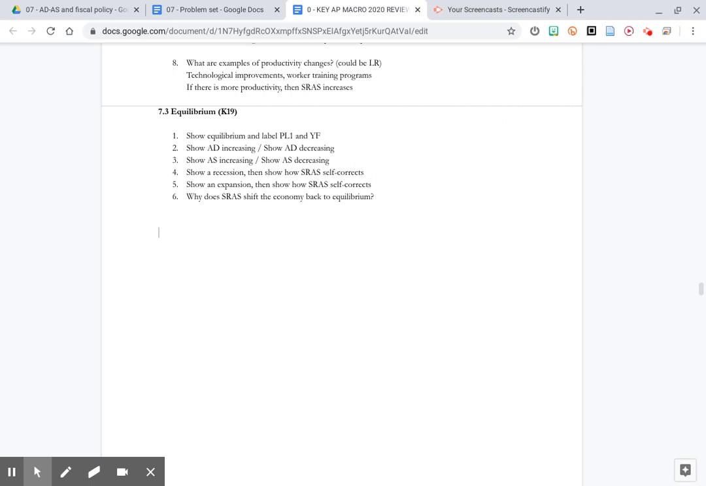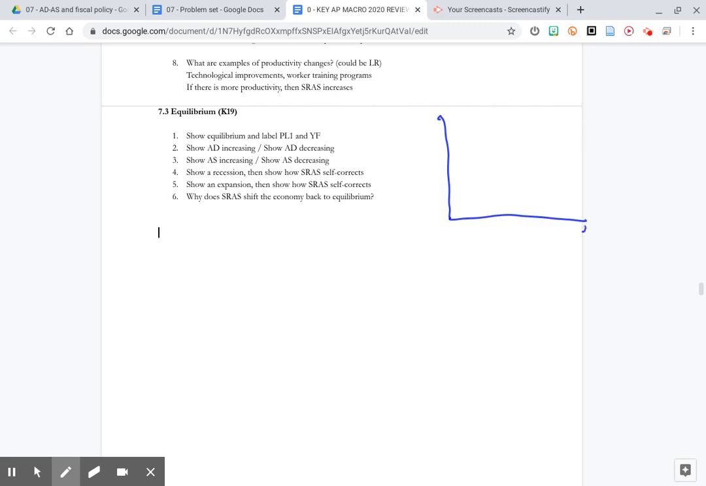In this video, we're going to actually draw a bunch of graphs. I would suggest getting out a piece of paper so that you have this off to the side. The first one says show equilibrium and label P1 and YF. And so we'll just do that over here.